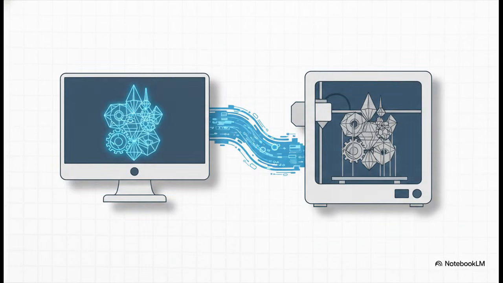And the connection doesn't even stop in the digital world. An AI model could design a complex 3D object in Blender and then connect directly to a 3D printer to bring that thing to life. It's a seamless bridge from a digital concept right into a physical object in your hands.